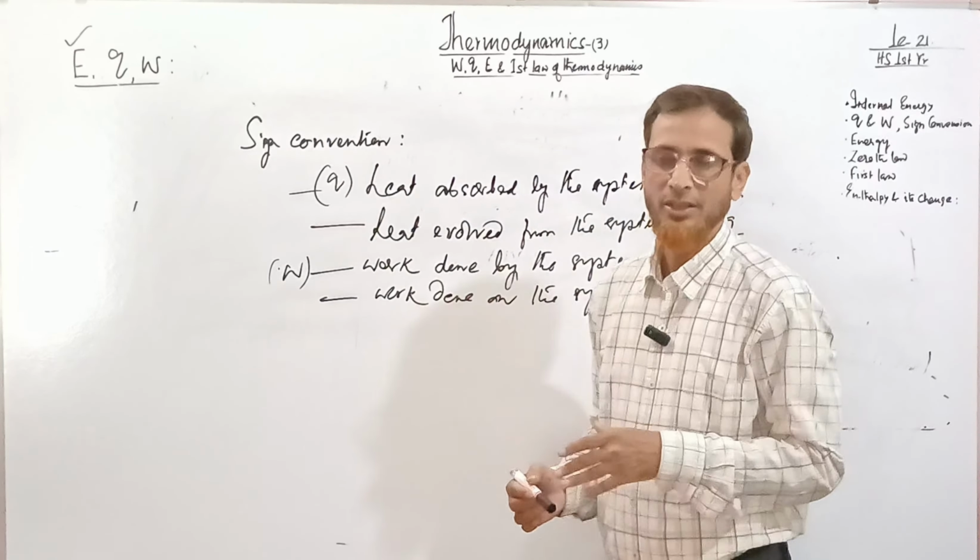So the relation del E is equal to Q plus W may be written as del E equal to Q minus W. And this is nothing but the mathematical formulation of the first law of thermodynamics, which correlates the change in energy in terms of heat and work.